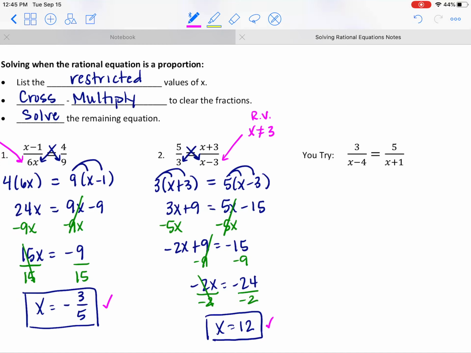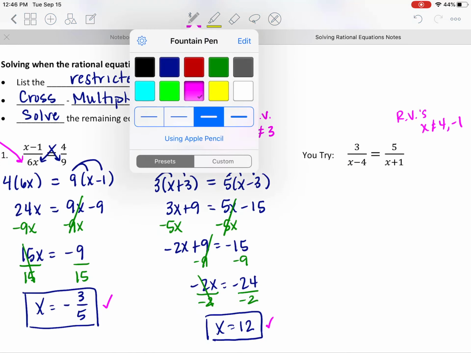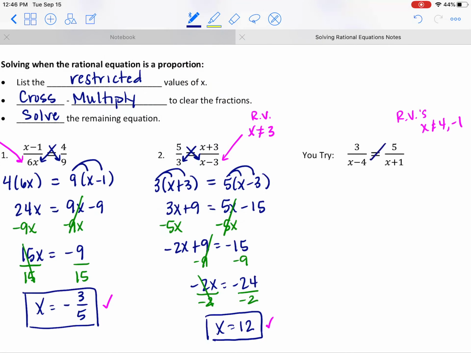All right, so here's one if you want to give it a shot. Feel free to pause the video. Let's see, restricted values. Here we have two restricted values. X cannot equal a positive 4 or a negative 1. Positive 4 would cancel the negative 4 and make a 0. Negative 1 would cancel the positive 1 and make a 0. So we can't be 4, we can't be negative 1. All right, so we know what we can't be. Let's cross multiply and find what we can be.